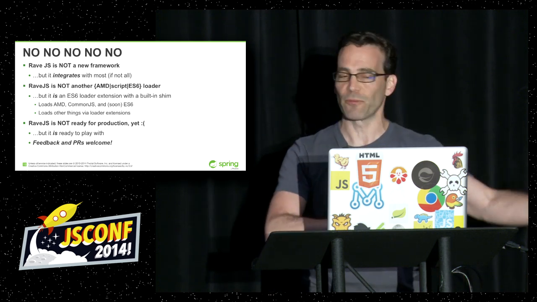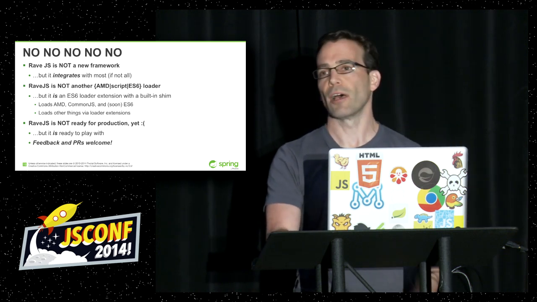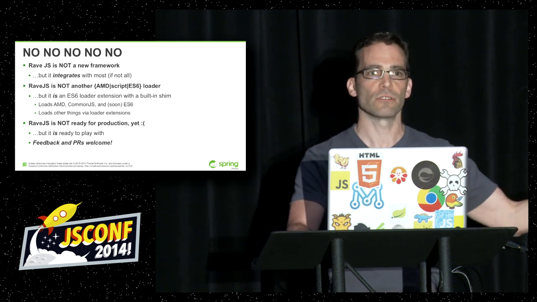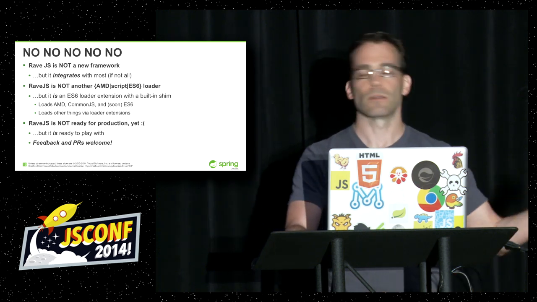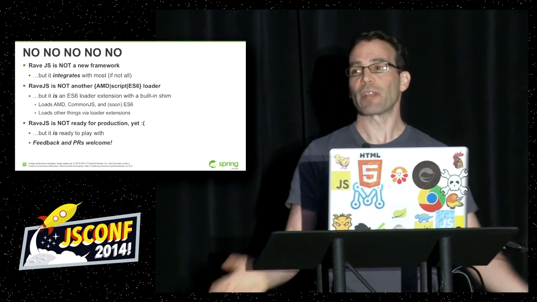So it's built for the future. You can load things like AMD, you can load CommonJS. Pretty soon you'll be able to load ES6 in Rave, and you can load other things too. A lot of the things you're used to loading, if you're using AMD now, you can load CSS, text, JSON, whatever. But unfortunately, it's not ready for production yet.